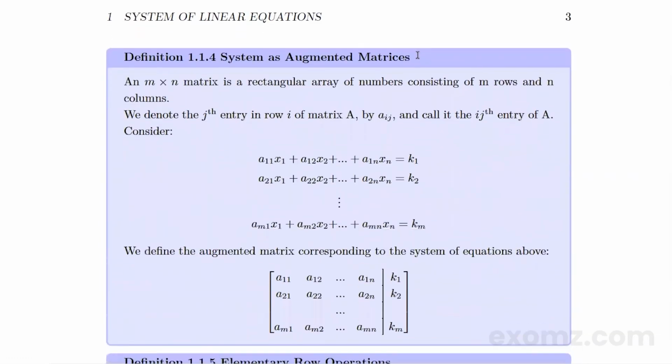Moving on, let's take a look at systems as augmented matrices. In the previous session, we talked about a system of linear equations. Now, what if we put a system of linear equations into a matrix? More specifically, that matrix will be called an augmented matrix, simply because it has this bar right here. Whenever you have a matrix that has a bar to separate the coefficients and the constant term, then this is what we call an augmented matrix.